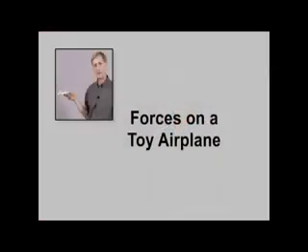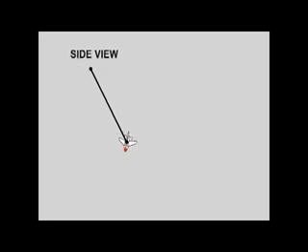Now let's take a look at the theory before we actually take the measurements. Let's look at the forces acting on the airplane from the side. Here we have the weight of the airplane. I'll just call that mg. It's mass times the acceleration due to gravity. And the string pulls on it with a tension force.